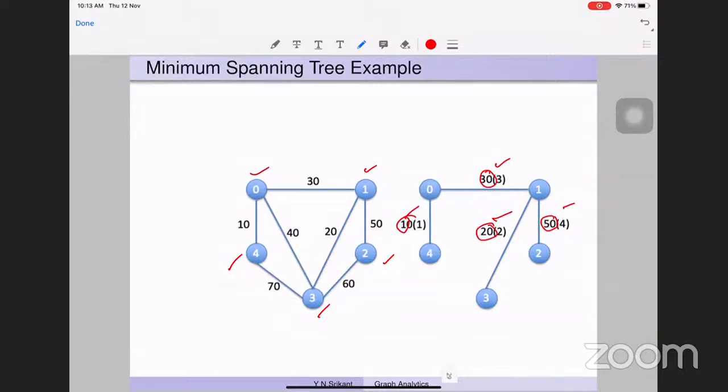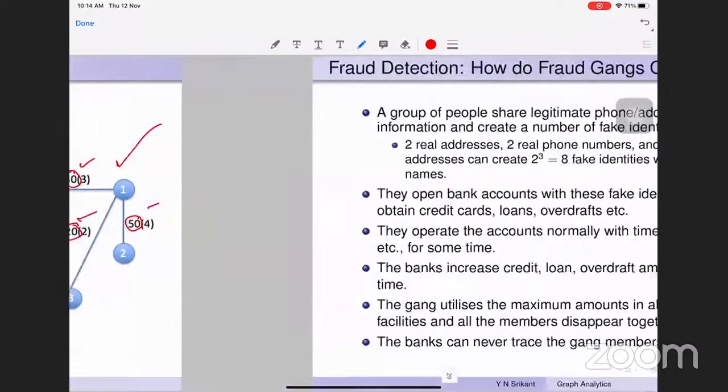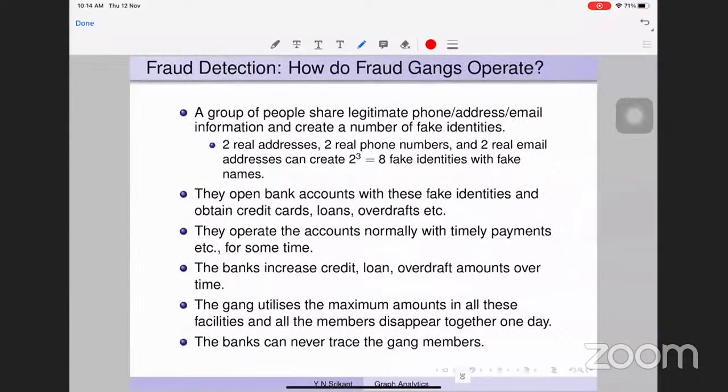There may be many spanning trees, and you can see that, right? So I can say 3, then 4, then 2, then 0, then 1. This is also another one, but this may not be of minimum weight. This one is of minimum weight. So finding minimum weight spanning trees is a well-known problem. Now let me come to a slightly bigger application.